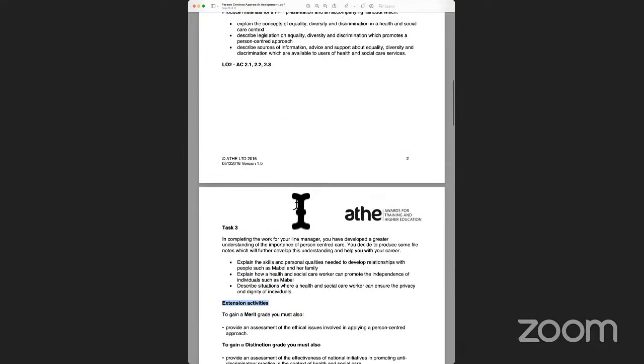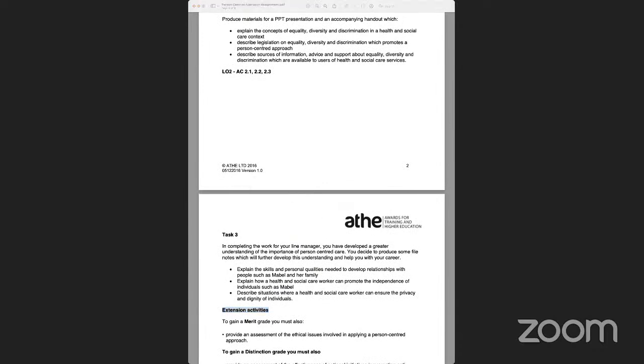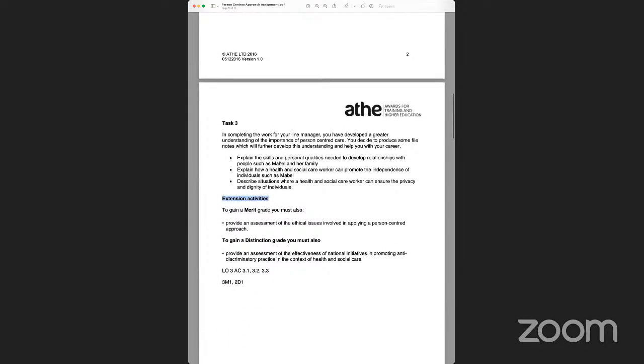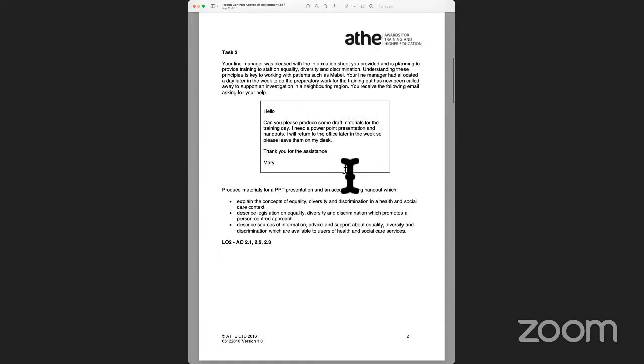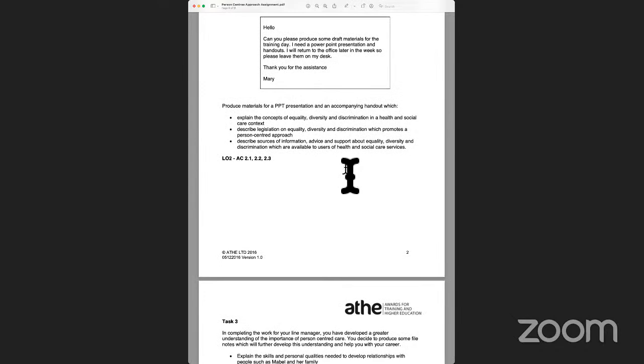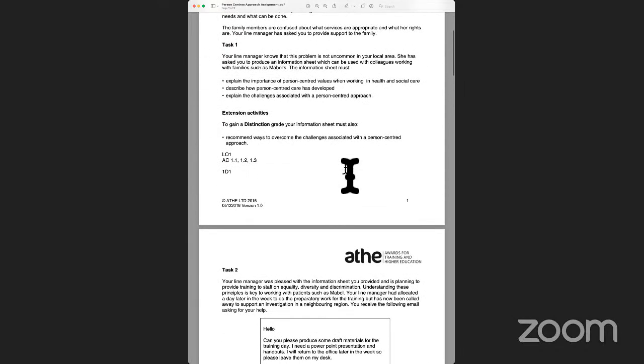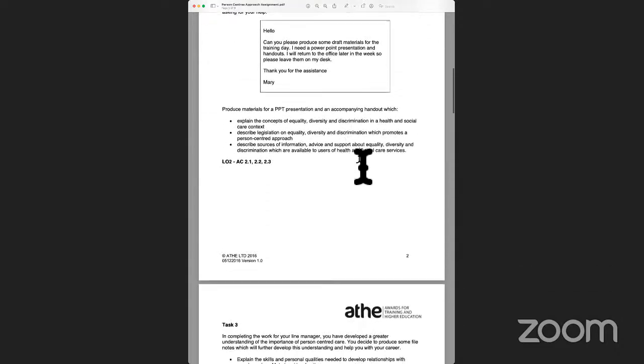So you'll normally see in the assignment brief, or for example the indicative spec, you have them labeled as 1D1, 1M1, 1D1, 2M1, and things like that. But in the assignment brief, they'll be labeled as what are called extension activities. Now, some of them might not have the distinction criteria at all, or merit criteria at all, and that is where the extension activities might not be listed.